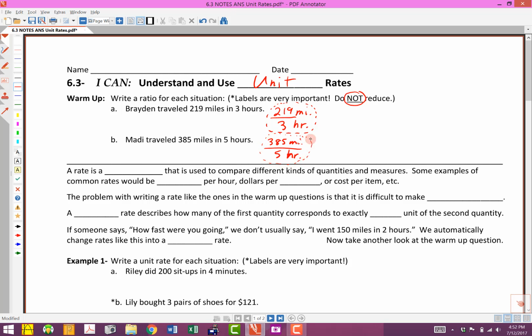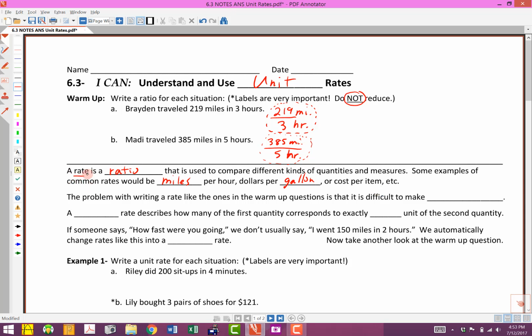Okay? So again, just a reminder of what a rate is. A rate is a ratio that's used to compare different quantities and measures. And some examples of these, and we've seen quite a few so far, would be things like miles per hour, dollars per gallon, or the cost of an item. This is how many I got for this price, or different things like that. So there are lots of places where we use rates and ratios.